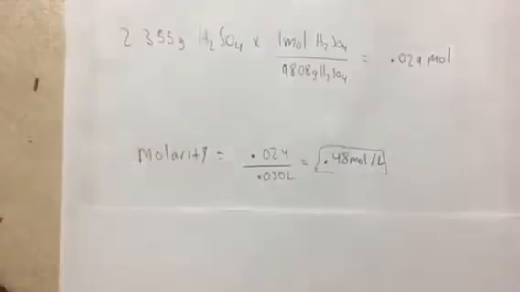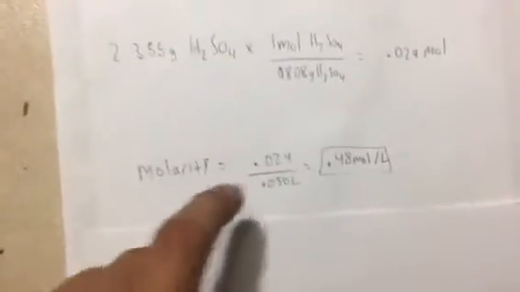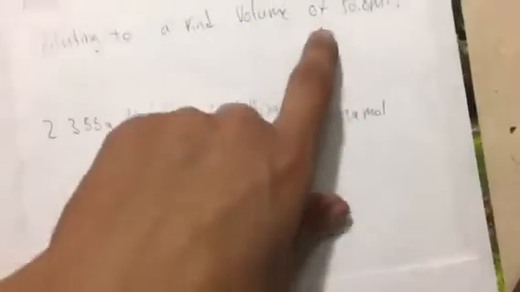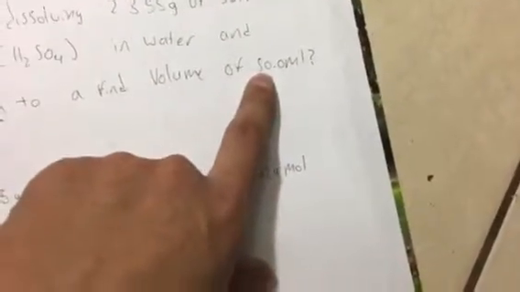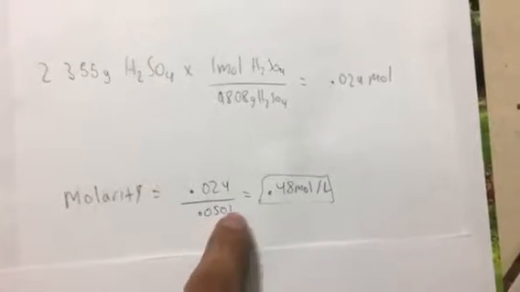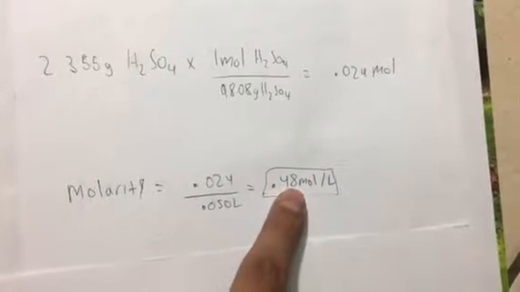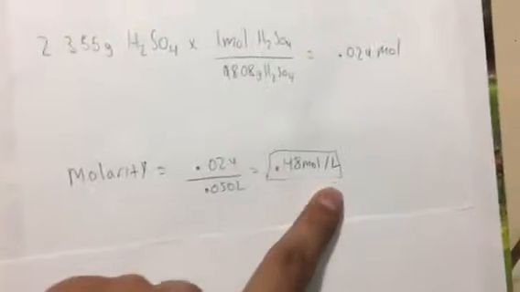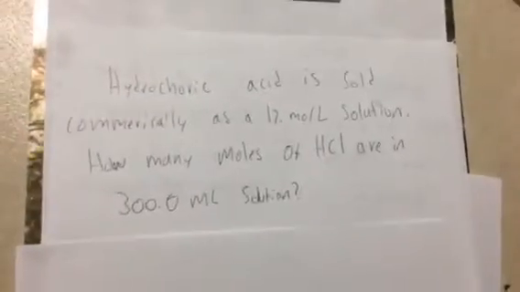Next, we just use a simple formula. We put moles on top. Now this one's in milliliters in the beginning, so we need to make that into liters, which will give you 0.050 liters. Put that into your calculator and you should get around 0.48 moles per liter, which gives you your molarity. Here's the next question.